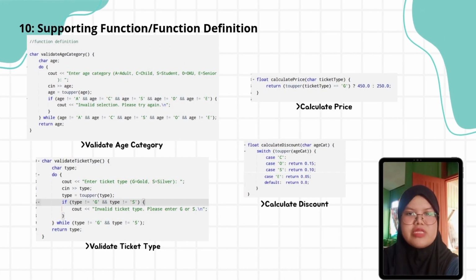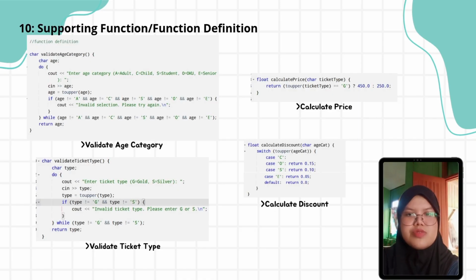Part 10, supporting functions. Now let's go over the custom functions that support the main program. Validate age category. Make sure the user inputs a valid age group code like C for child, A for adult, and etc. Validate ticket type. Does the same for ticket types such as G for gold and S for silver. Calculate price. Sets the base price such as 450 ringgit for gold and 250 ringgit for silver.